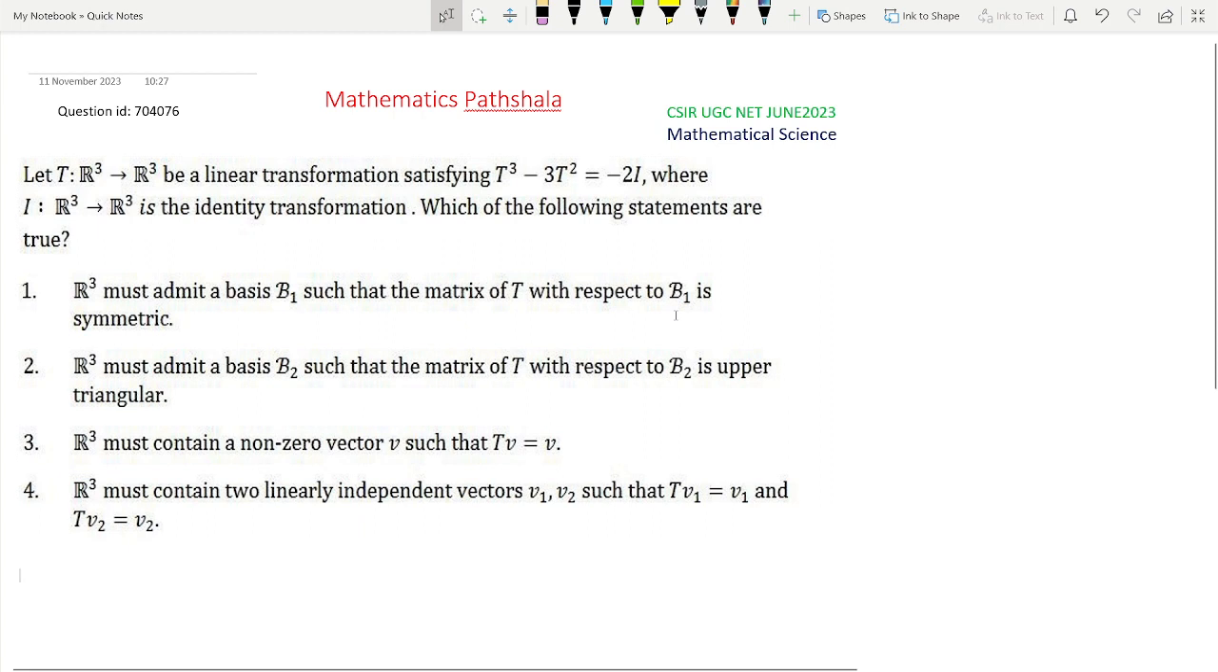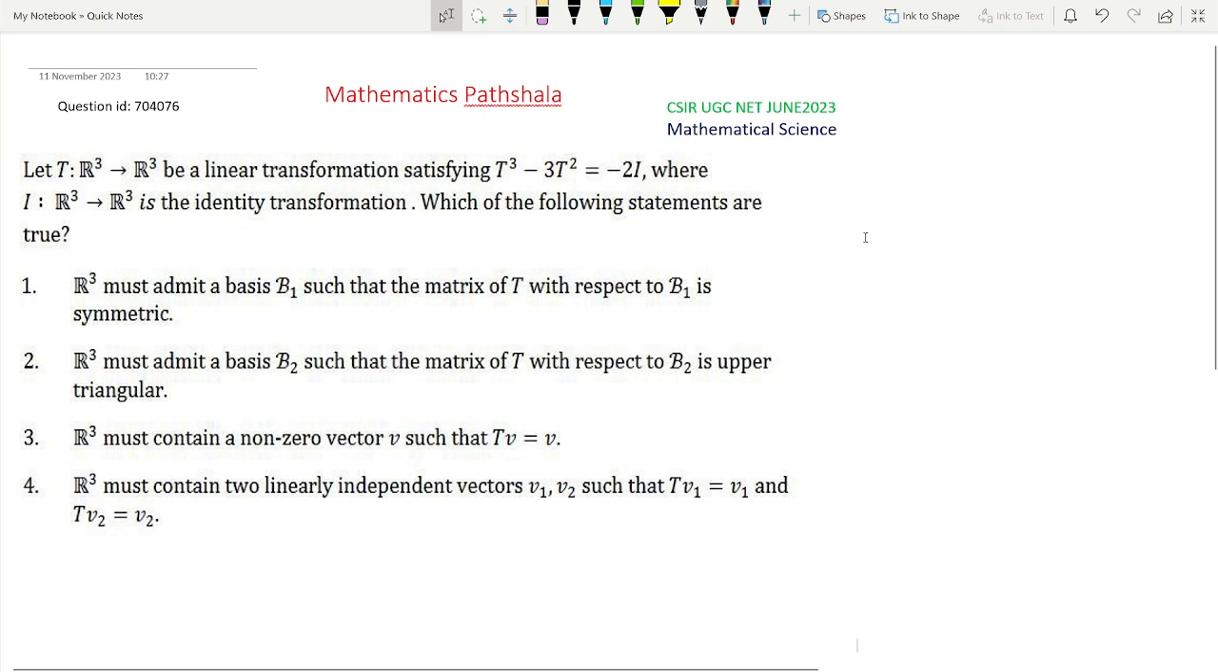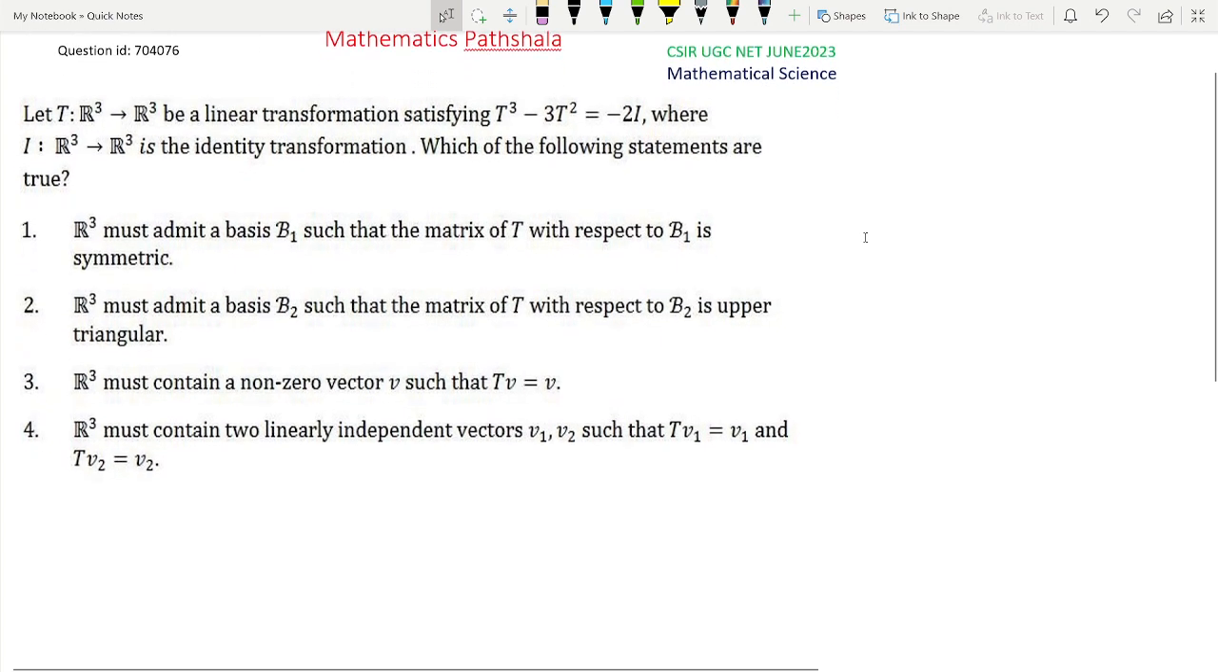This is a problem of CSIR UGC NET Mathematical Science June 2023. The question ID is 704076. This is a problem of linear algebra. Let us now try to solve this problem.